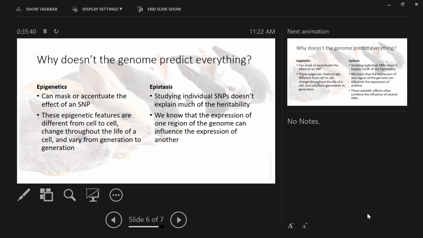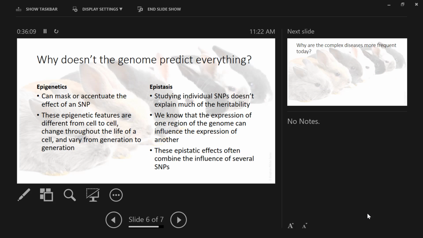And so we know that the expression of one region influences the expression of another. We call this epistasis. We know that the expression of one region of the genome can influence the expression of another. We know this. And so we're like, why on earth would we ever have thought we could just look at all of these individual SNPs and then aggregate the effects and say, we got it figured out? That's not how things work.